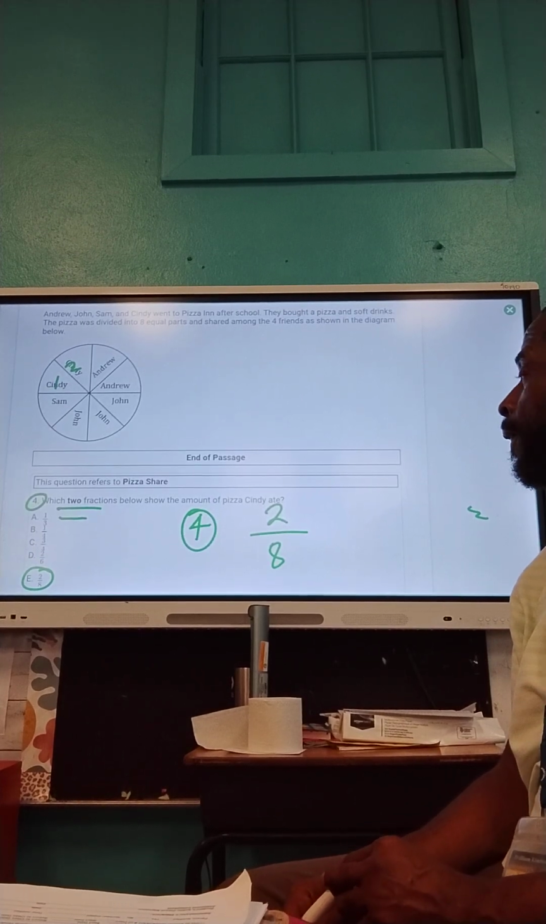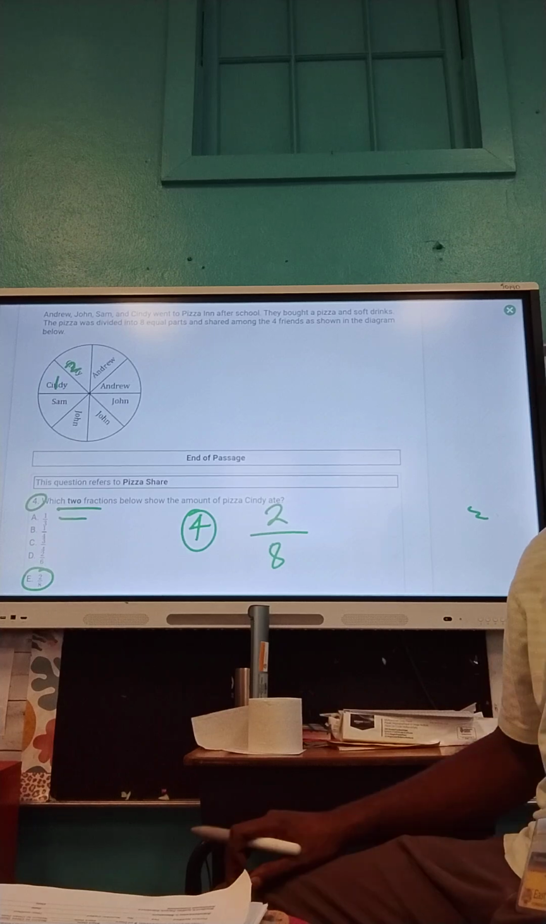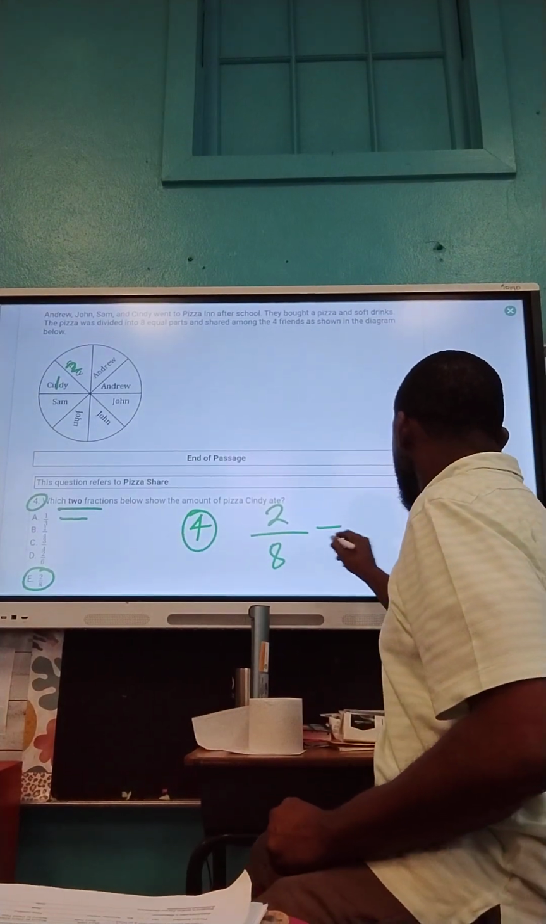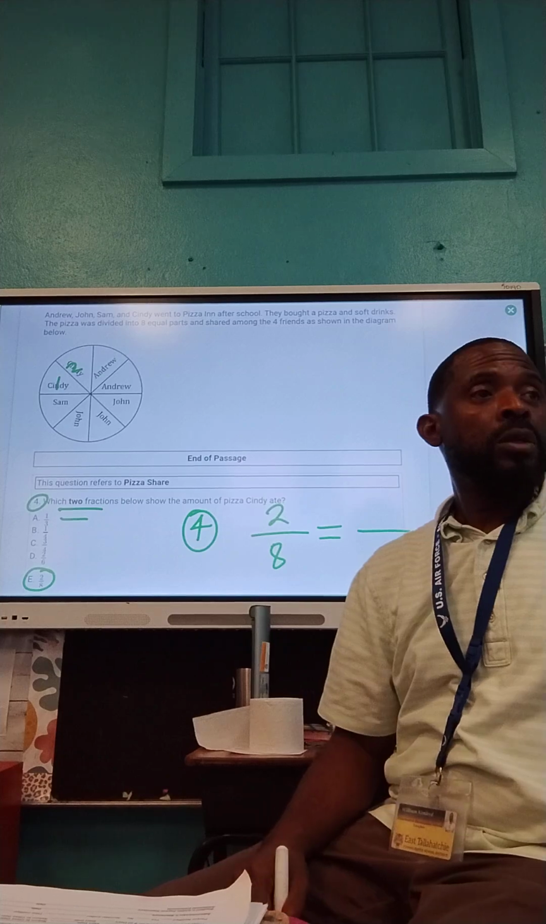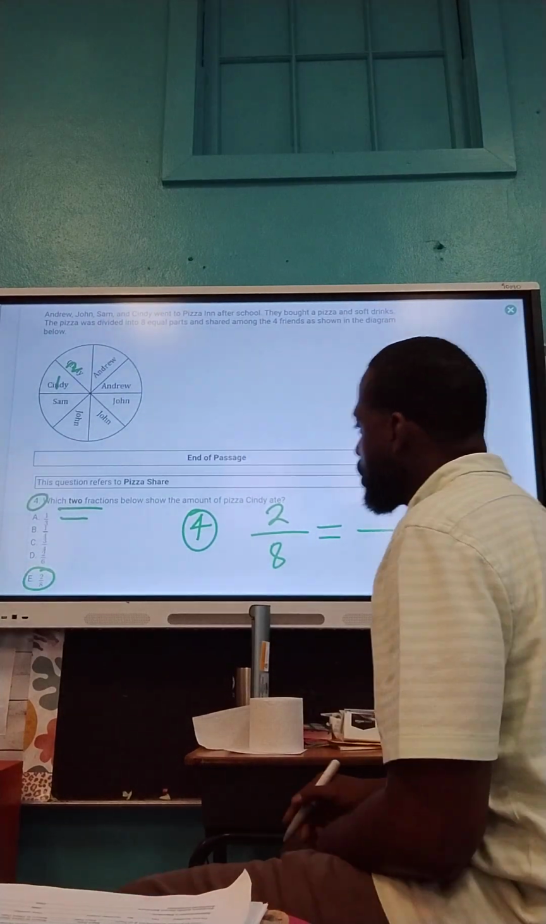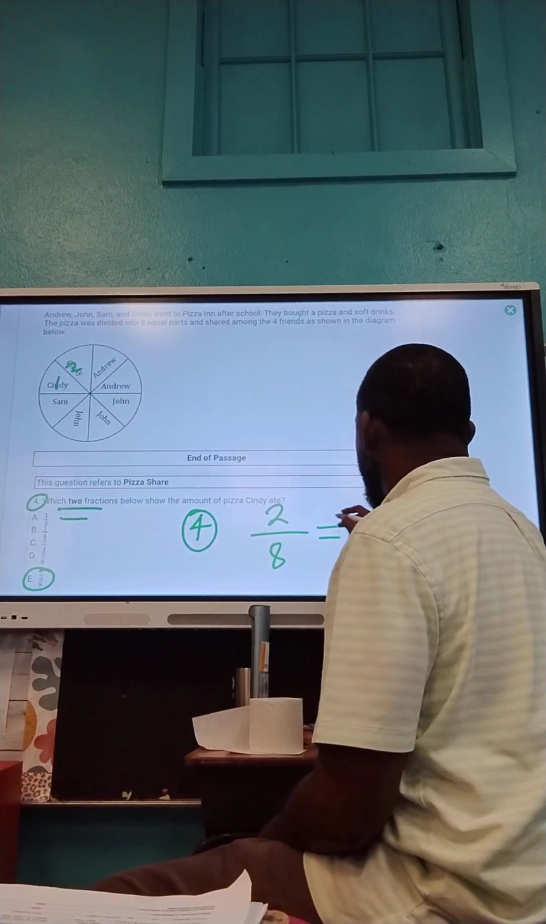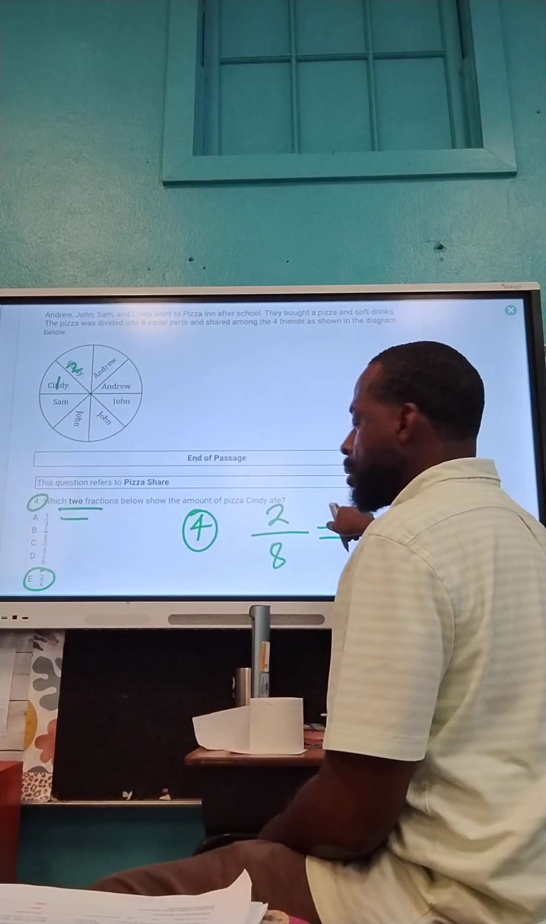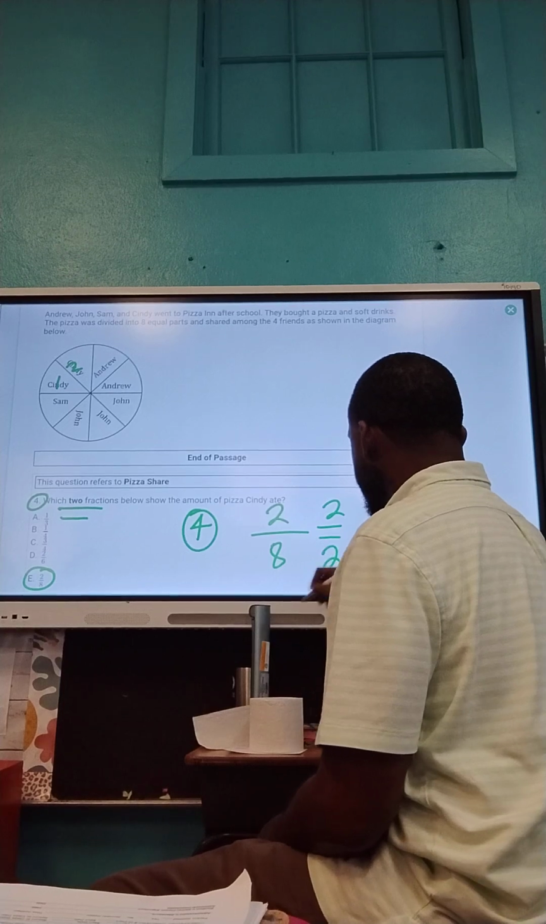Let me see. All right, hold your thought. The word for the day is what? Equivalent. We have to go find an equivalent fraction. So now, let's go on and put out what we need to put right here and right here.